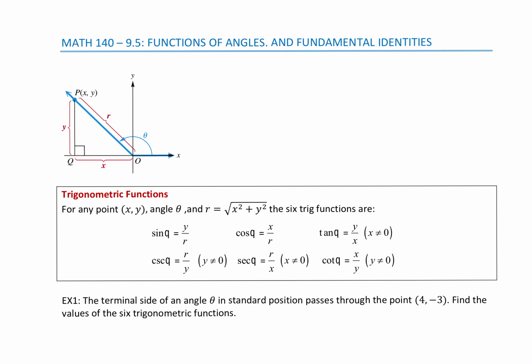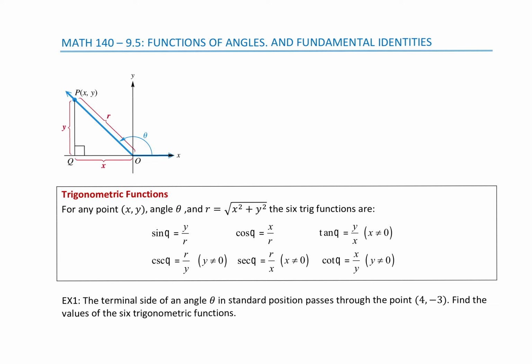In 9.5, we're going to go back to looking at angles in the XY plane instead of looking at arc length. So I don't know if you recall, the goal was to look at the unit circle with arc length and define our trig functions. And then from there, we would graph all of those trig functions in the XY coordinate system.